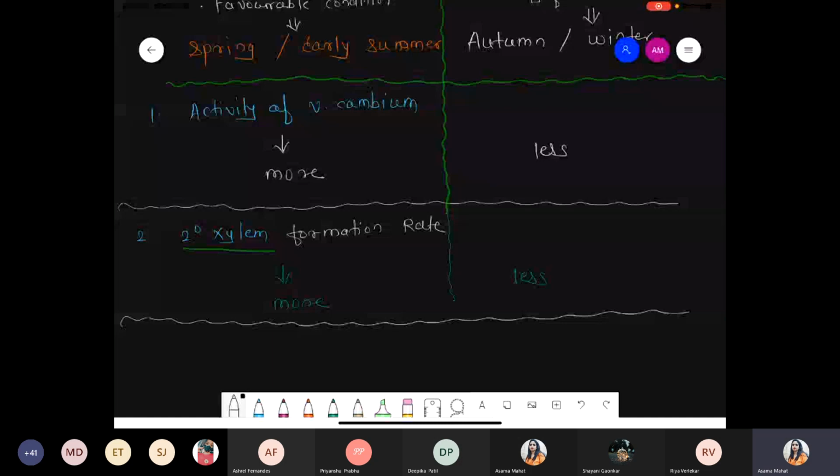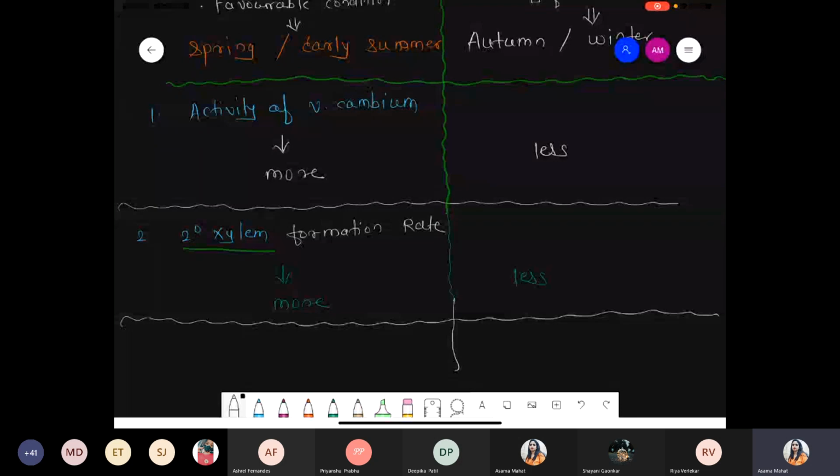The second point is the rate of formation with respect to secondary xylem, because obviously if the conditions are favorable, even for a temporary season, the vascular cambium shows more activity and can form more secondary xylem cells. We focus on the secondary xylem because we have to see how the spring wood and the autumn wood get formed. So secondary xylem formation rate is more in the spring season and less during the autumn.